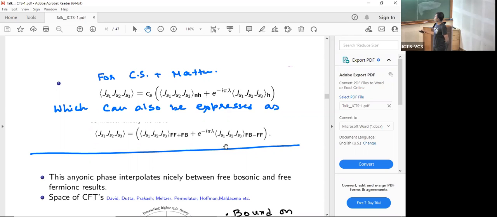The 3-point function, if I know the free boson and the free fermion answers, add them up, subtract them, multiply with the appropriate factor, you are going to get the 3-point function. And you will see precisely a similar structure also happens to be true at the level of the 4-point function or a higher point function, okay? That's what is the central result.